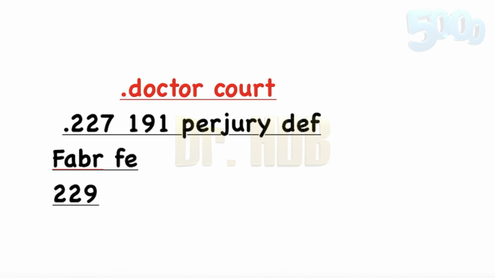So 229 BNS or the IPC 193. We started with 191, 192, now 193. 193 is where you punish for false evidence. So 191 was giving false evidence, 192 was fabricating false evidence, so you have two F's, fabricating false evidence. And next is punishment of the false evidence. 193 is where you punish.